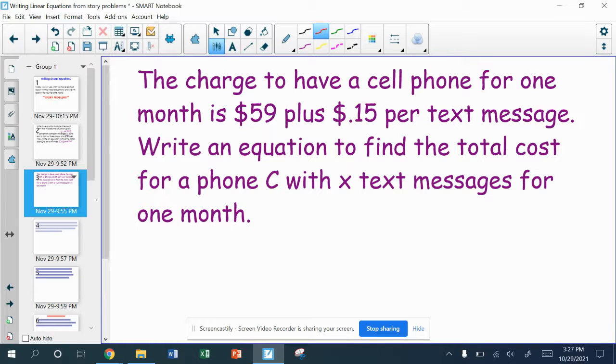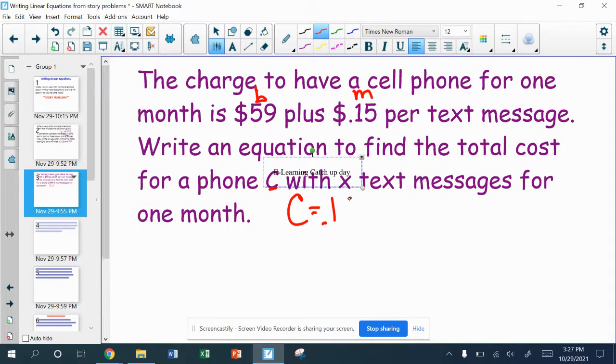So these two numbers, the $59 and the 15 cents per text message, you pay the $59 automatically, no matter what. That's how much you start by paying. That's your y-intercept. It's kind of a weird looking B, but that's my B. The 15 cents, that's how it's changing. That's what slope is. It's always about change. And it's going to be 15 cents for every single text message. So the cost of the phone, there's my C, would be 15 cents.